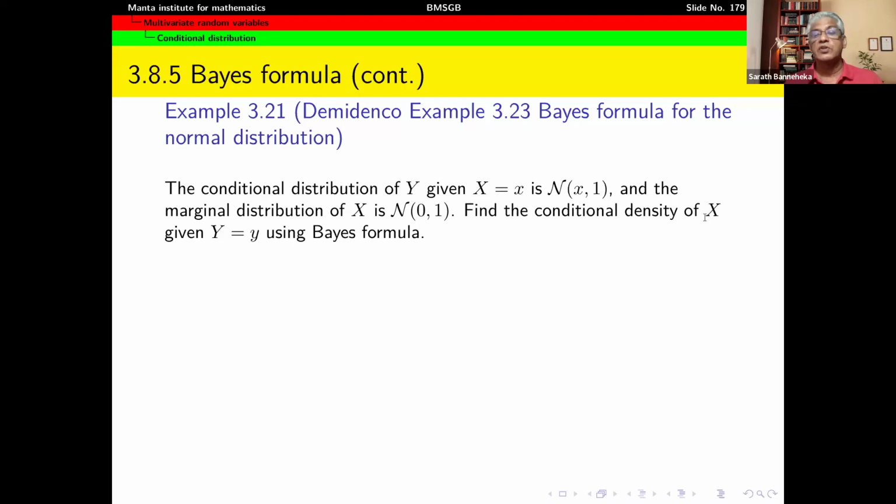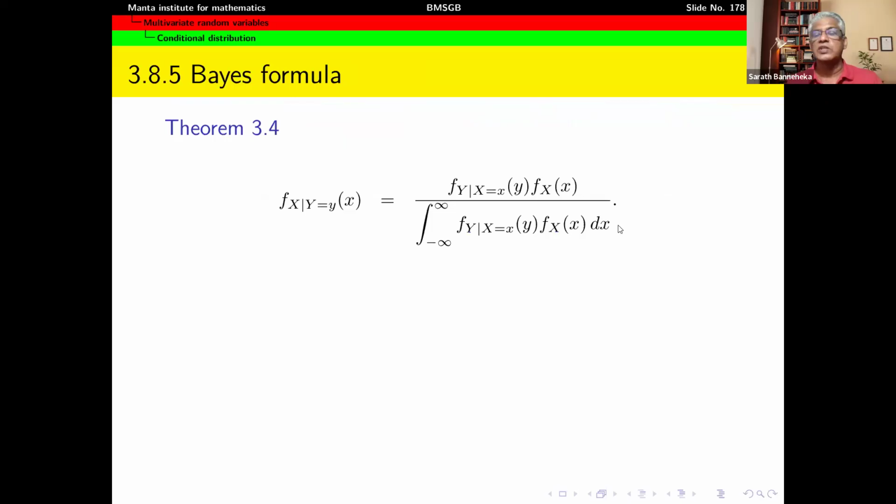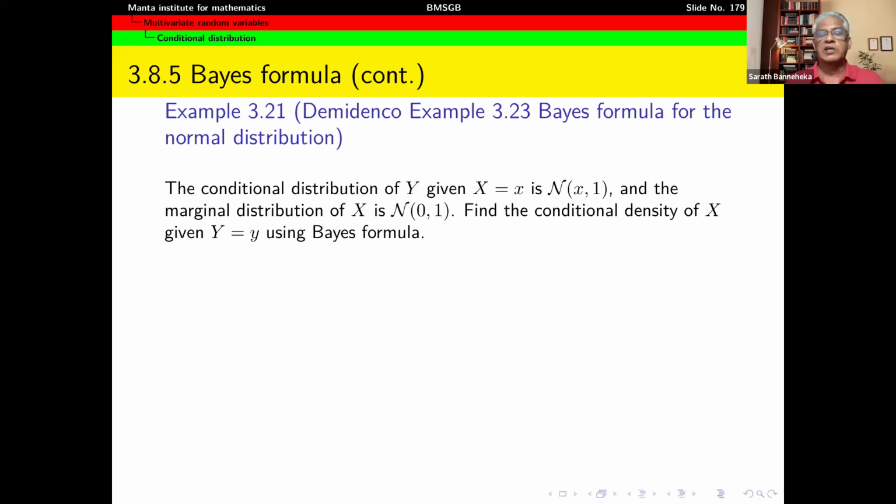Find the conditional density of x given y equal to y using the Bayes formula. So we have to directly apply it, and it's very straightforward. The only difficult thing here is we have to do this integration. When you are doing the integration, we have to do a little bit of mathematics. Otherwise, it's just direct application of the formula.